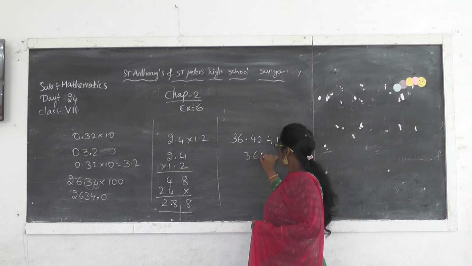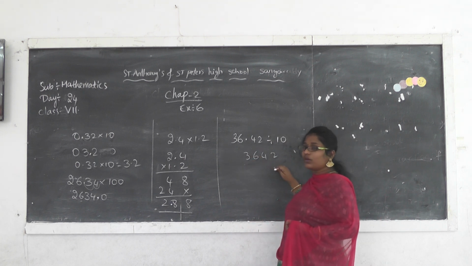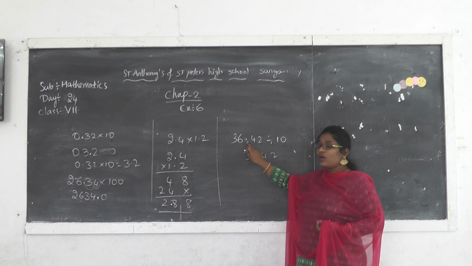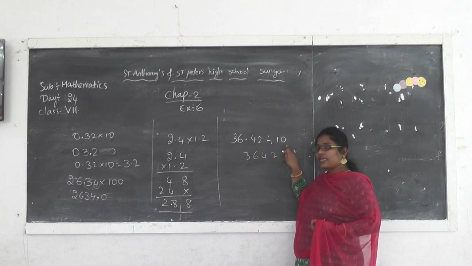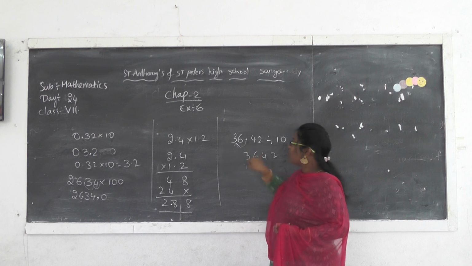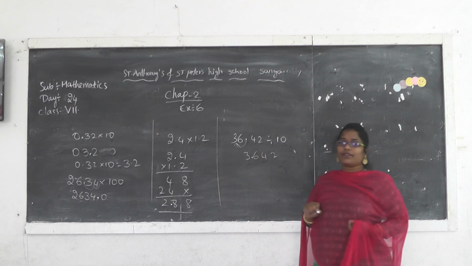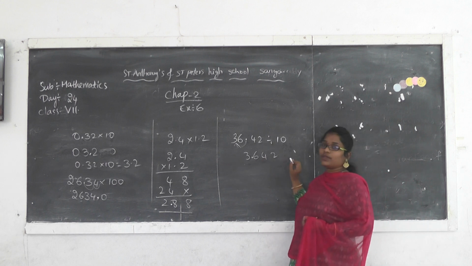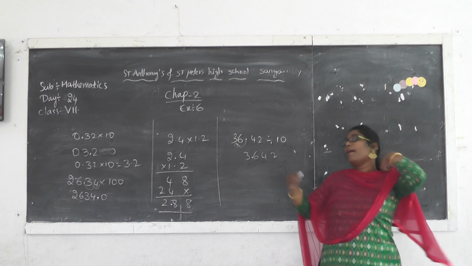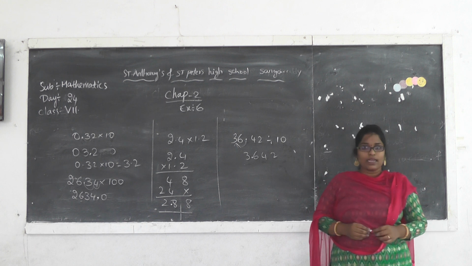So first you have to write the total number 3642. Actually the point is here, no? So it is division. How many zeros are here? Only 1 zero. So you have to move one step backward. So the point will come after the 3 now. 3.642 is the answer. In this way we have to multiply and divide the decimal numbers.